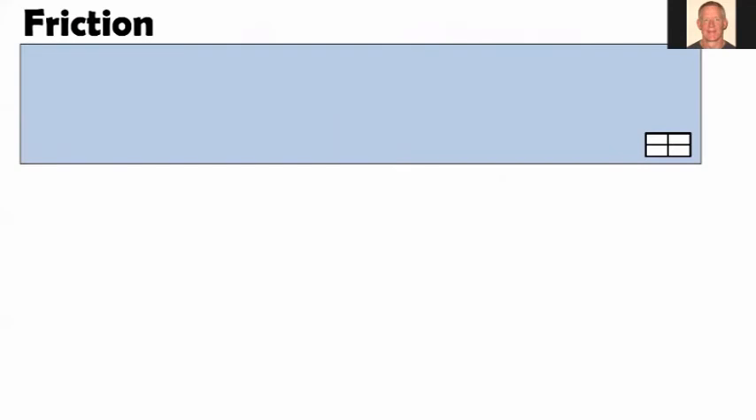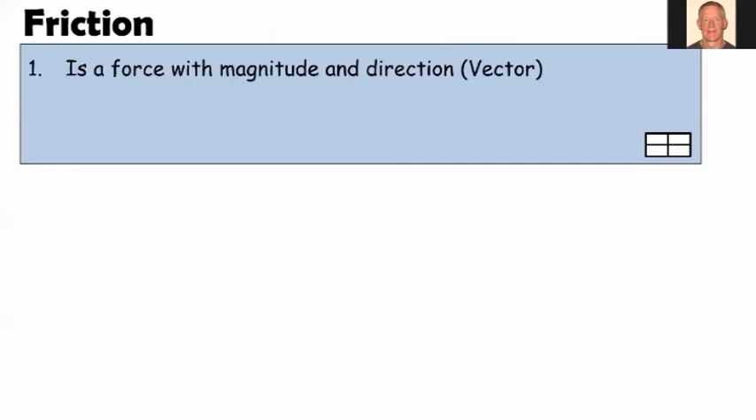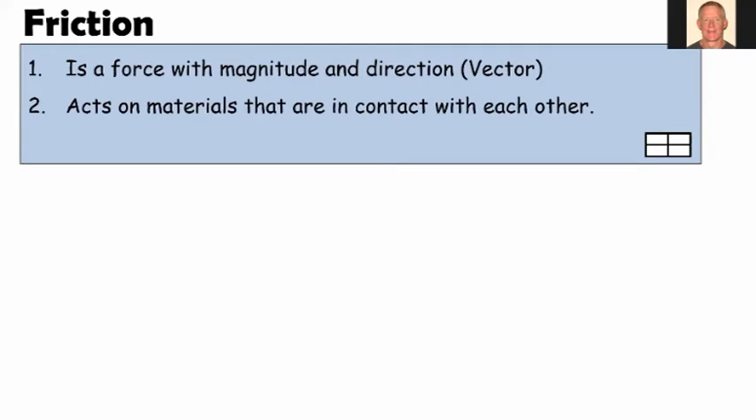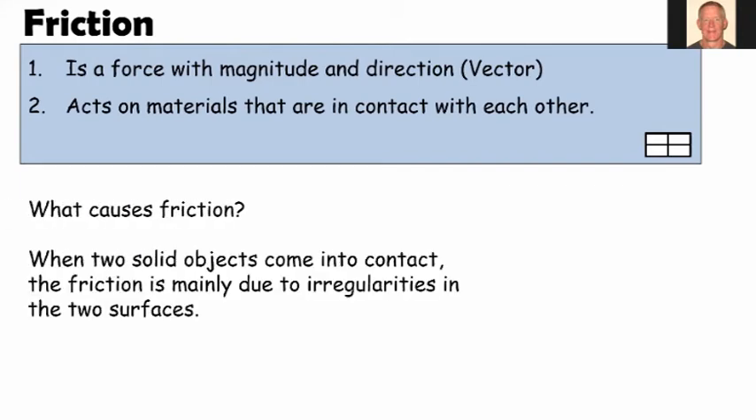All right, last concept about friction here. So friction is a force. It has a magnitude and direction. It acts on materials that are in contact with each other. So it's a contact force, right? We talked about field forces and contact forces. But what actually causes friction?